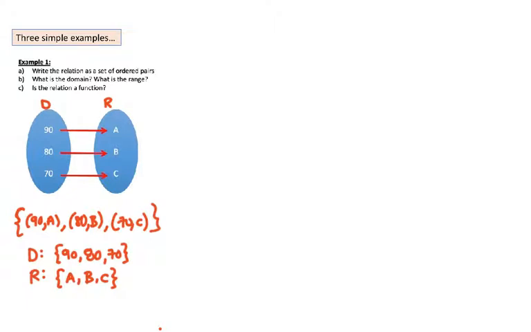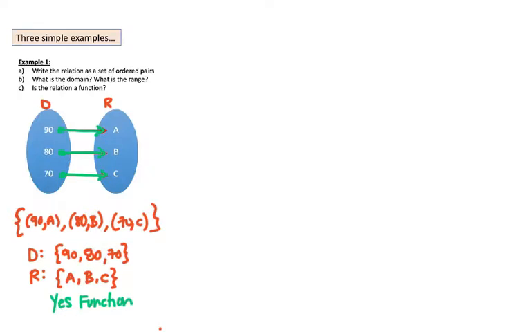So remember, to be a function, it means whatever you put in, you need to know exactly what's going to come out. So if I put 90 in, I know A will come out. If I put 80 in, B will come out. If I put 70 in, C will come out. For each input, there's exactly one output. So we can say, yes, it is a function.